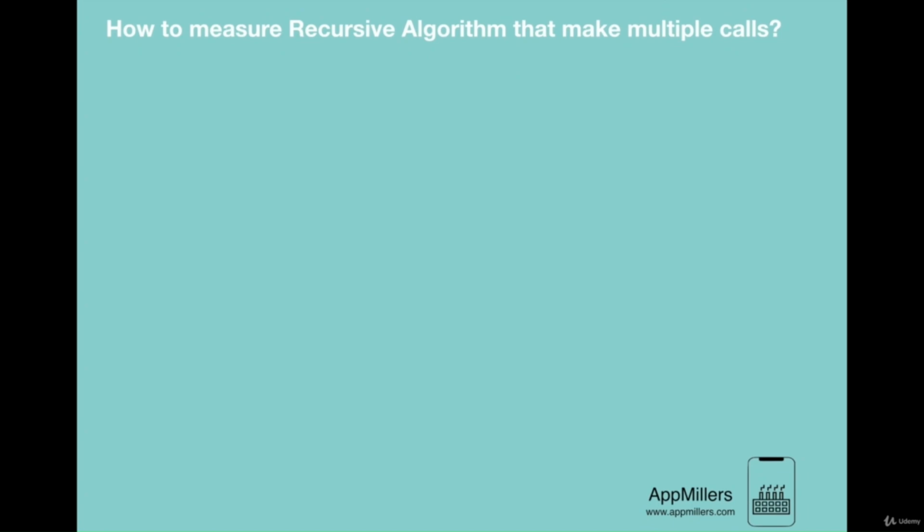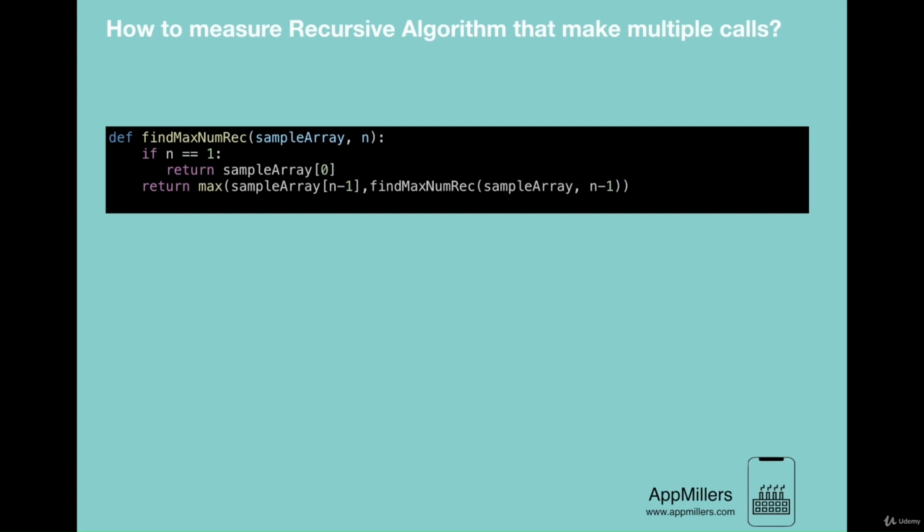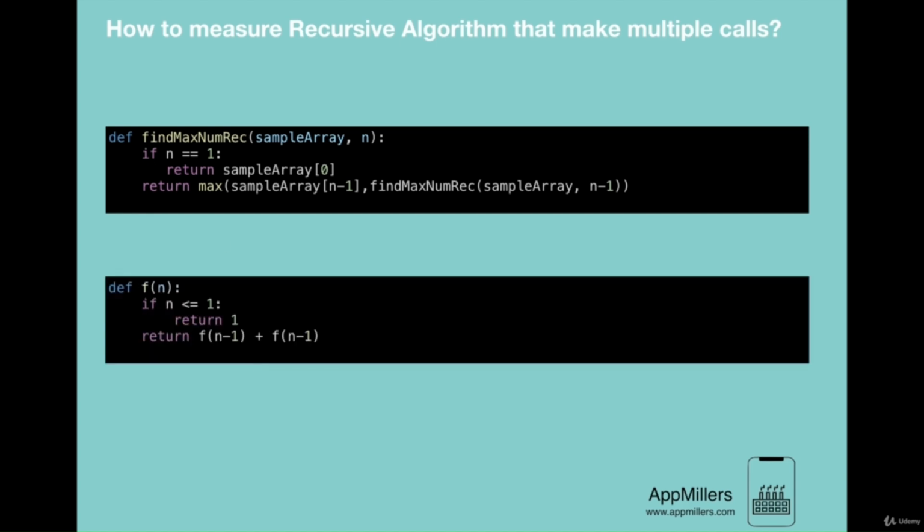Now in the last lecture, we looked at how to measure recursive algorithms. By examining that function, we found that the time complexity for this function is O(n). Now in this lecture, we will look at a tricky recursive call, which calls itself twice.